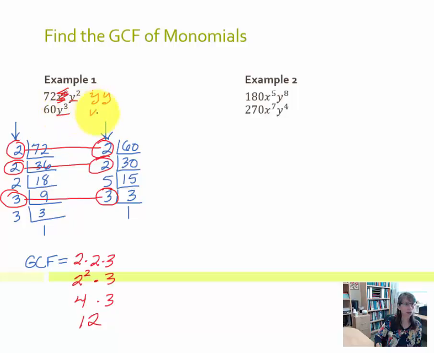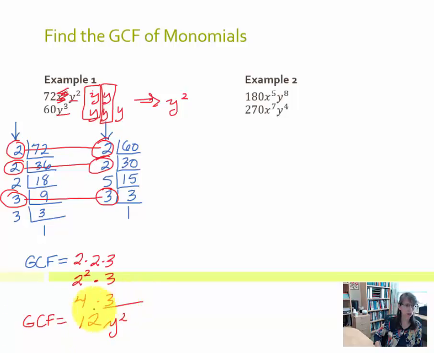So with y squared, that means y times y. Y cubed means y times y times y. So to see what's in common, you can see I have a set of y, I have another set of y, but I don't have another set of y. So 2 different sets of y is y squared. So I need to be sure to include y squared with my greatest common factor. So 12y squared is the greatest common factor between our original terms.